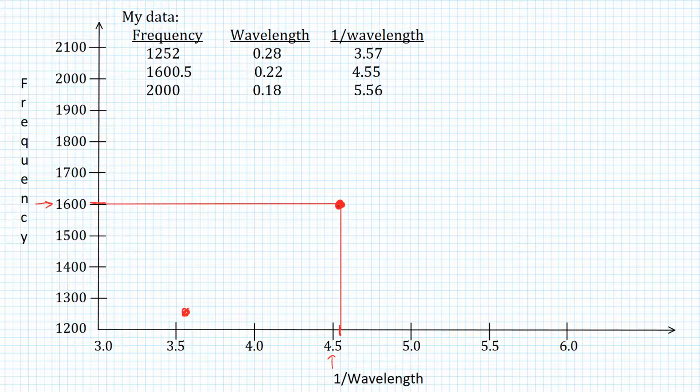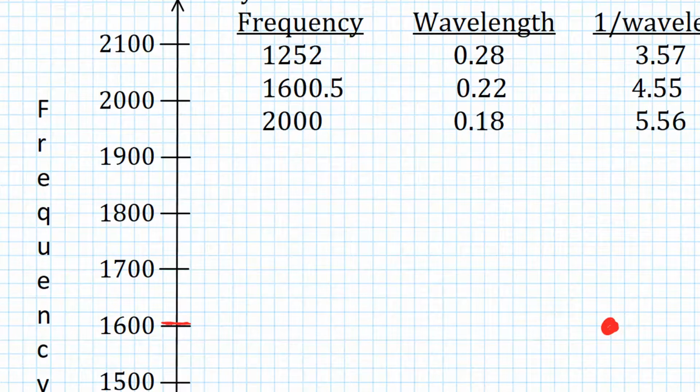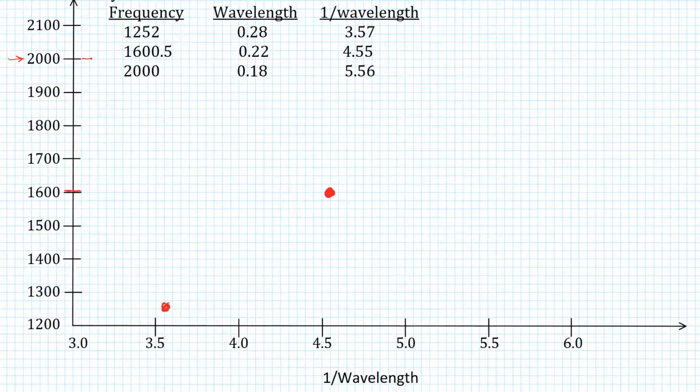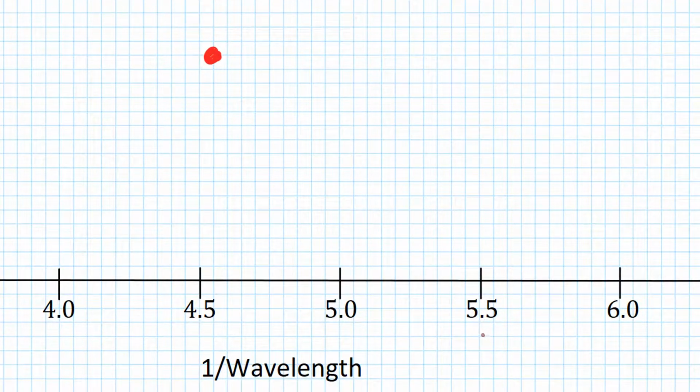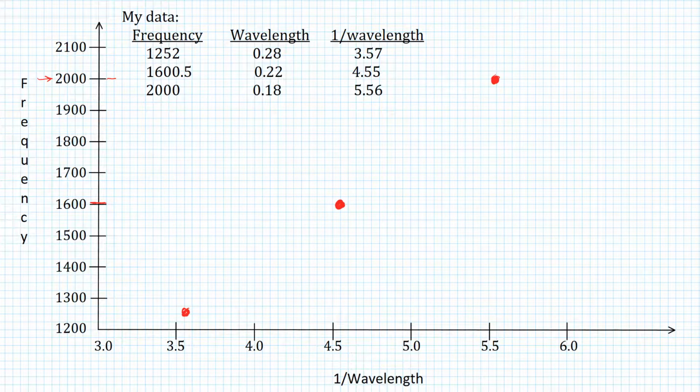And now I'm ready to plot my third data point. So I'm looking for a frequency of 2,000. That occurs right there. And on my x-axis, 5.56. Here's 5.5. Here's 5.55. So just a little to the right of that spot right there. So I'll put my third data point right there. If I look at these three data points, it looks like they fall on a straight line.